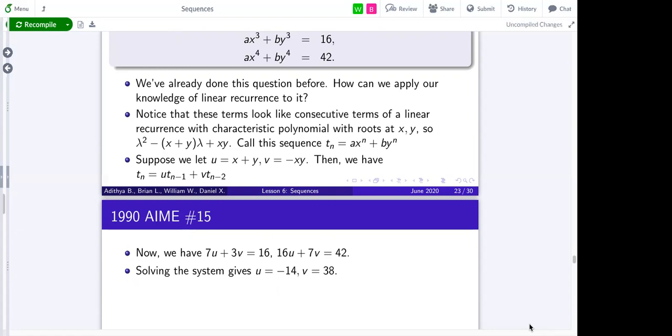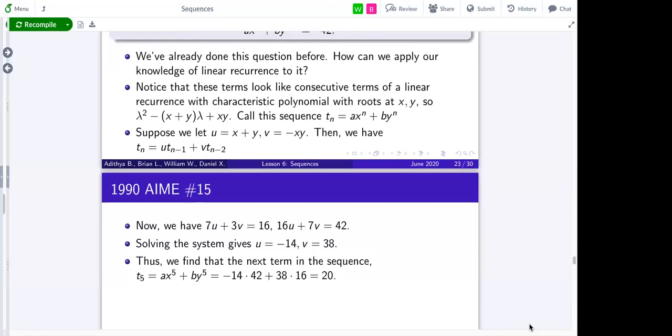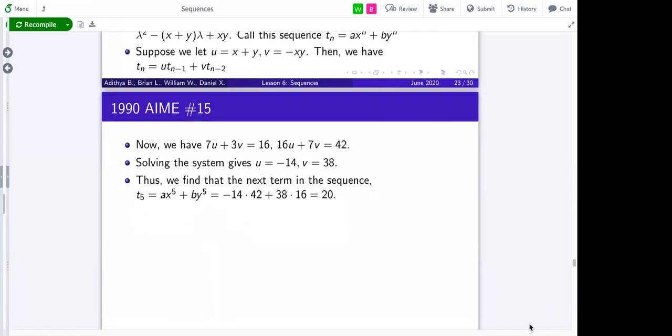And t sub 5, we just apply this same recursion again. So we can get that, except negative 14, it should be flipped, because u is multiplied by 42. But that's basically the question. So yeah.